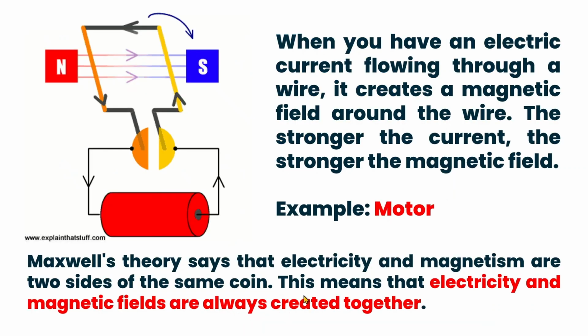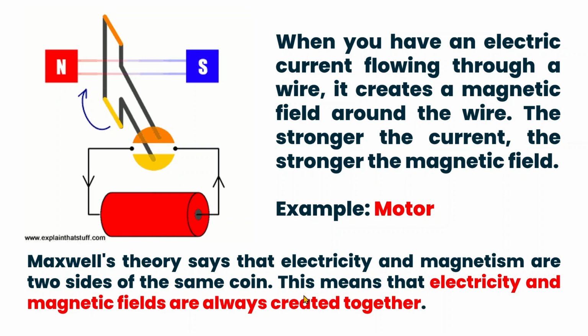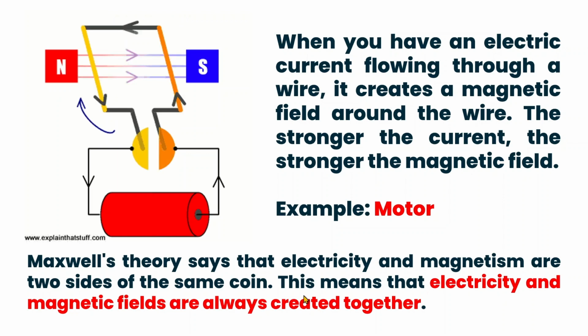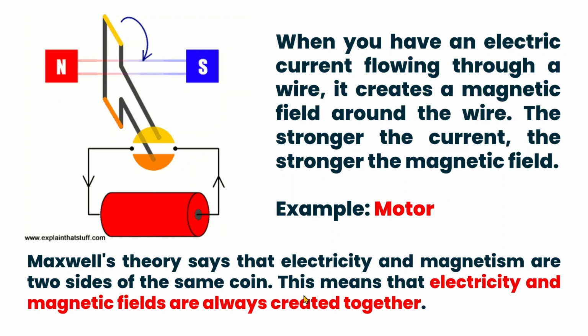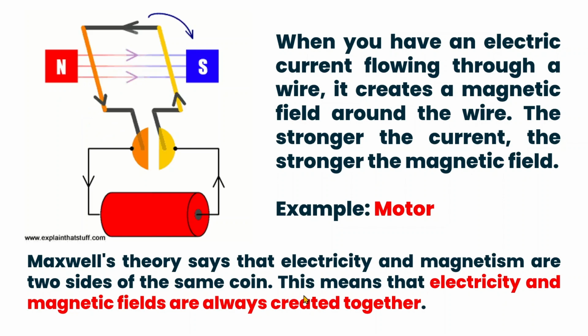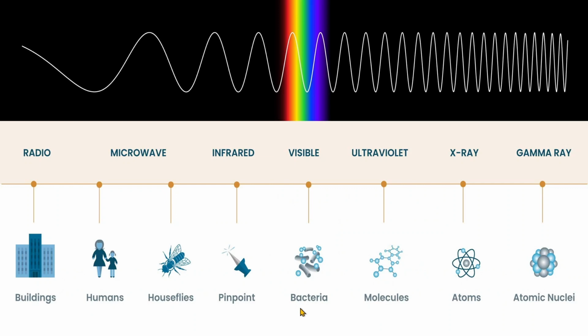To illustrate, when you have an electric current flowing through a wire, it creates a magnetic field around the wire. This idea is basic in your electricity and magnetism subject. The stronger the current, the stronger the magnetic field. And that is present in a machine called a motor. Maxwell's theory says that electricity and magnetism are two sides of the same coin, meaning electric and magnetic fields are always created together.